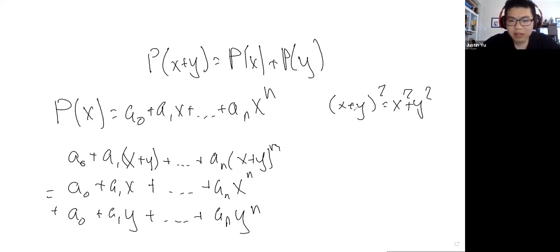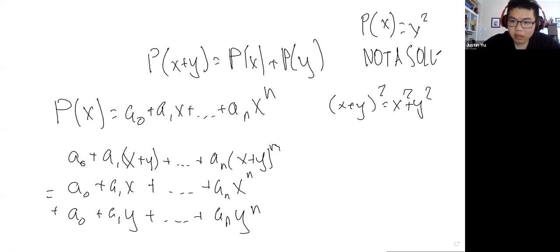Polynomials look the same if they look the same on both sides. So we say that p of x equals x squared is not a solution. And I'm running out of space inside. Okay, anybody have any guesses for solutions? Because that's also how it starts. We have to guess solutions.